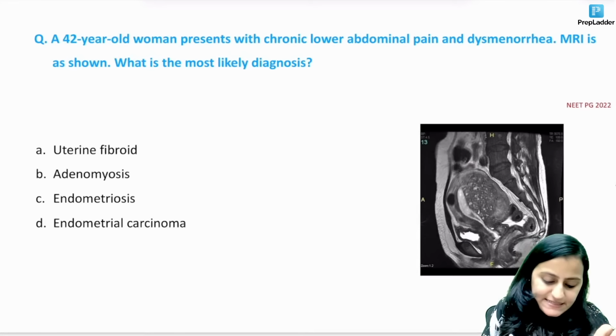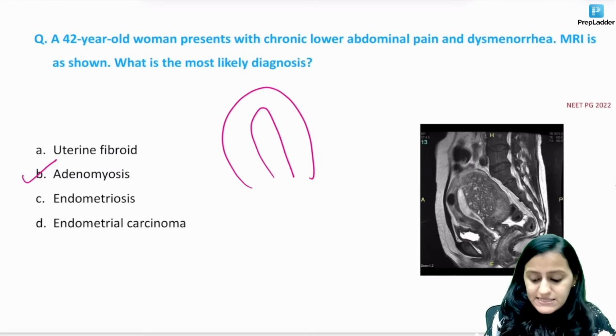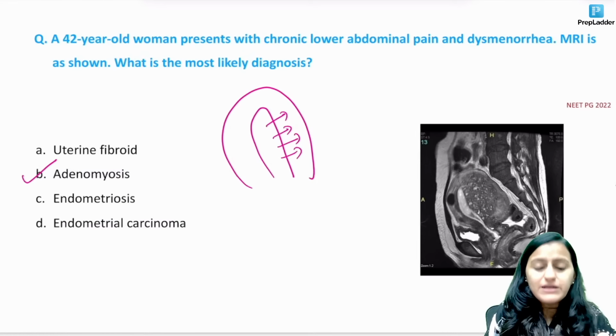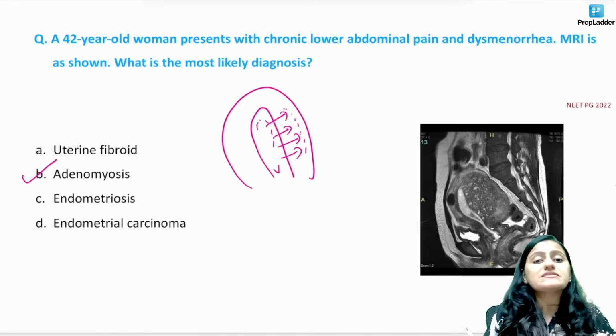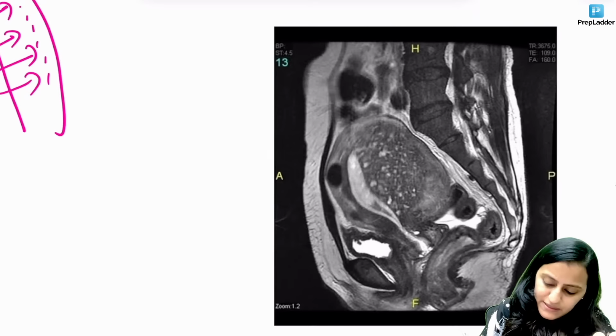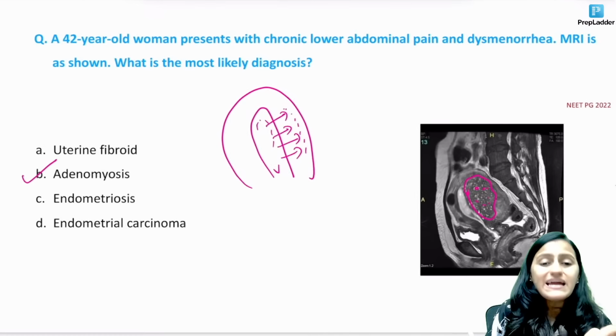Correct. Why is this adenomyosis? Because understand that in adenomyosis, the endometrial glands are going into the myometrium. So you will see this bright endometrium-like appearance in the myometrium. This is what you are seeing here, the bright endometrial-like appearance in the myometrial area. So this is going to be adenomyosis.